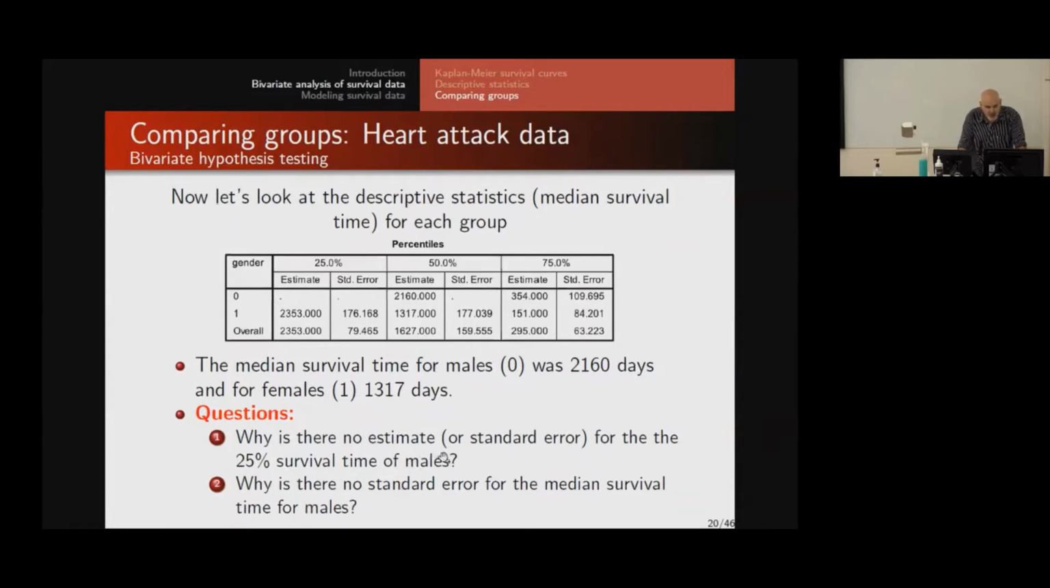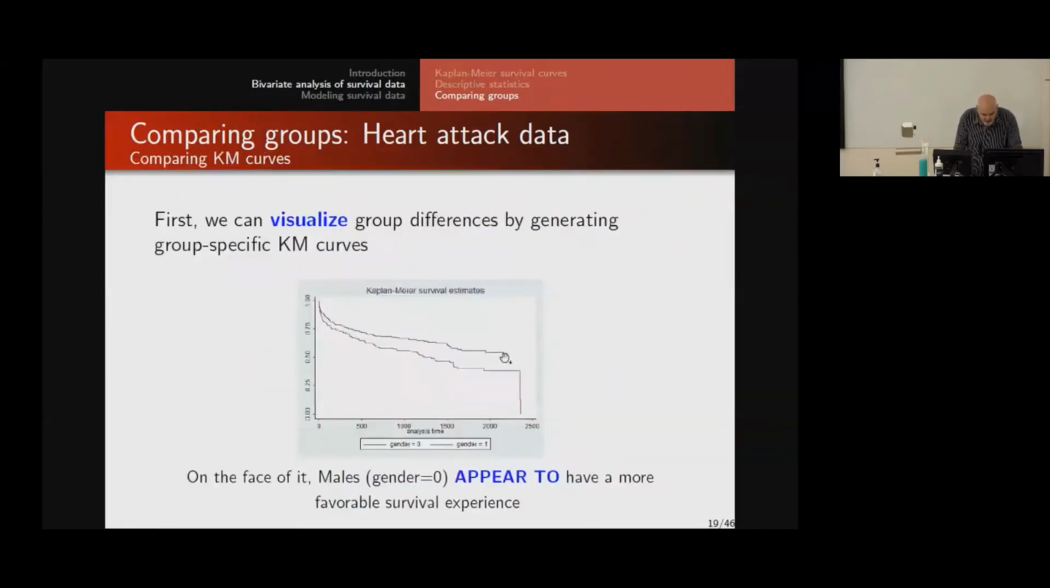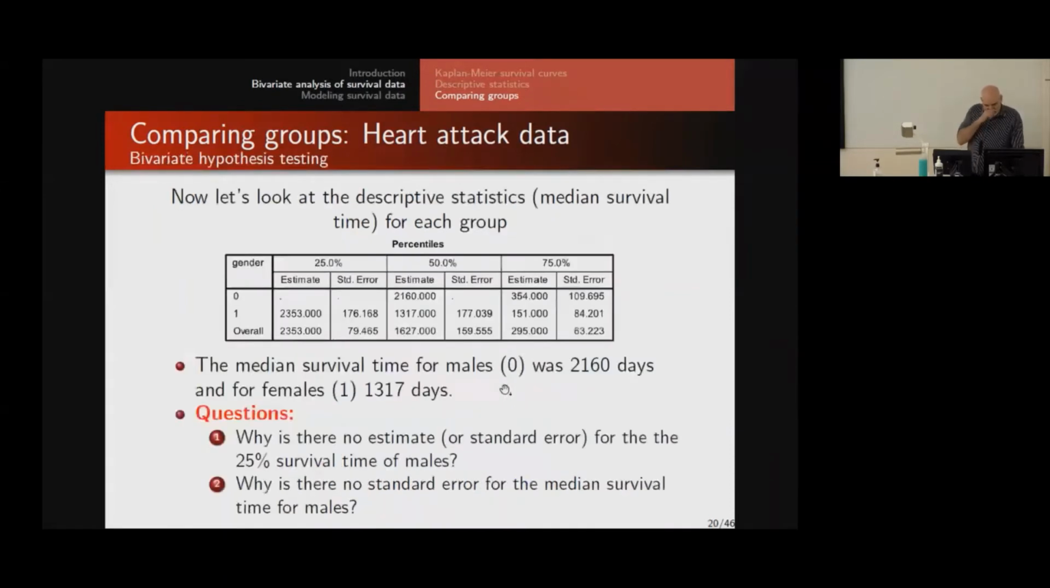Now, just a couple of questions here. Why is there no estimate of the 25% survival time, or 75% of people dead for males? Simple. The curve never got to that point for males. So we can't estimate the point at which 25% of males survived. It never crossed this little grey line here. Okay. The second question is why there's no standard error for the median survival time for males. Why is this blank?